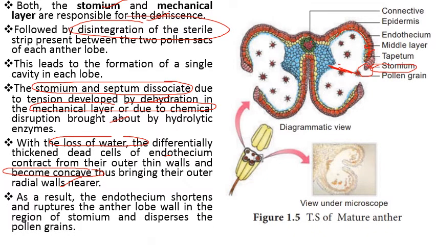As a result, the endothecium shortens and ruptures the anther lobe in the wall region of stomium and disperses the pollen grains. The cells in the stomium region break, so that pollen grains come out. So this is how anther dehiscence occurs.